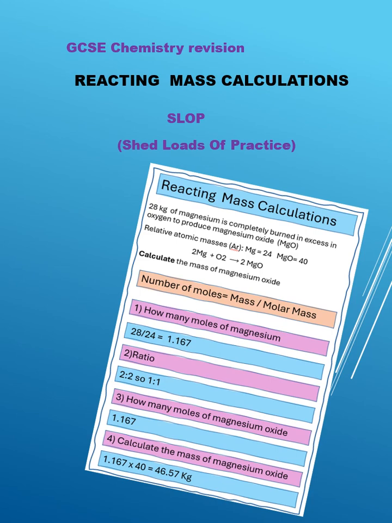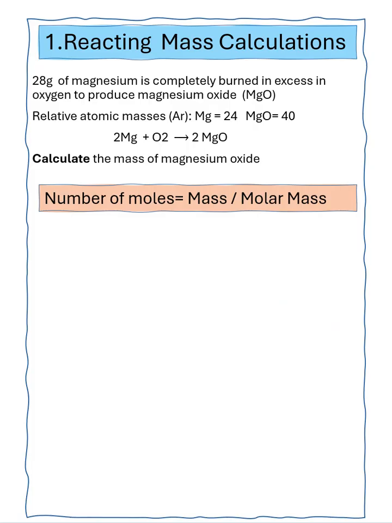Let's dive straight in. Question 1 says 28 grams of magnesium is completely burned in excess oxygen to produce magnesium oxide, and we're given the equation here. We can ignore the oxygen because the question's about magnesium forming magnesium oxide, and we've got to calculate the mass of magnesium oxide. We've got the formula, number of moles equals mass divided by molar mass, so we're going to use that throughout this calculation.